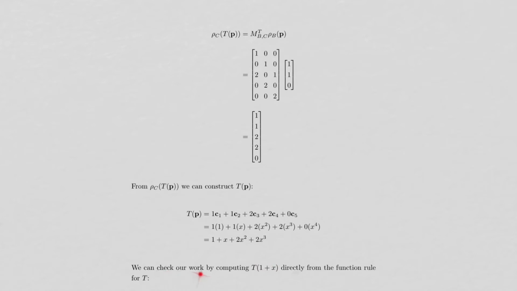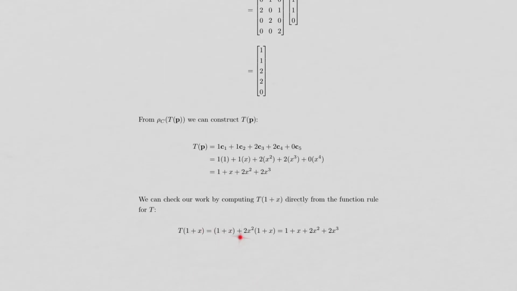Now we can check this by using the function rule directly. T of 1 plus x is 1 plus x plus 2x squared times 1 plus x. We distribute the 2x squared in here, we get 2x squared plus 2x cubed, and there it is, the same thing that we got up here.